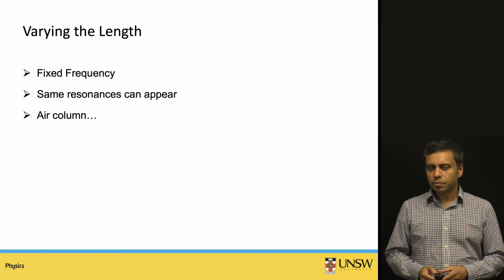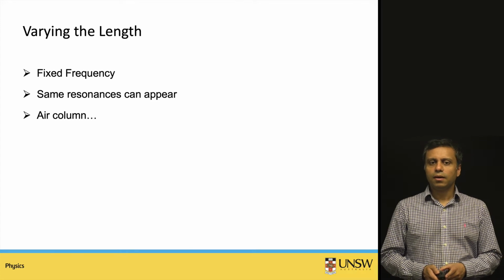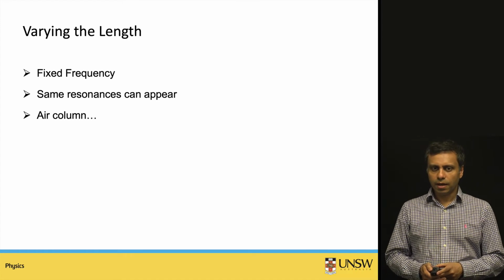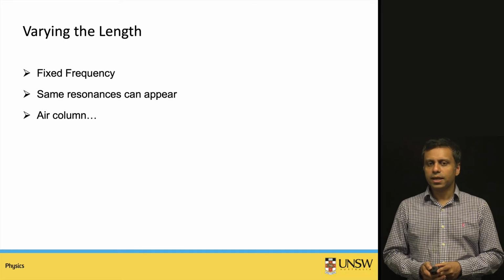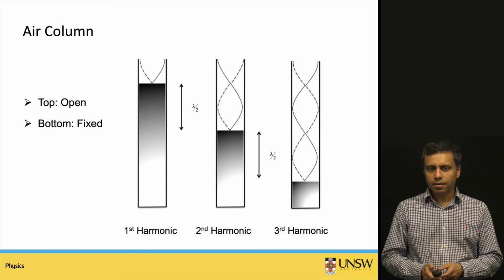So in the last example, we kept the length of the rope fixed. Now let us try to change the length of the system and see what happens. And we will take a look at the example of an air column. This is shown in this figure.